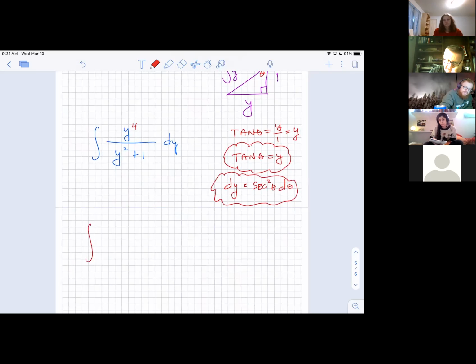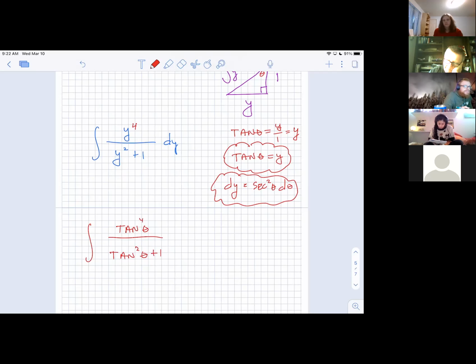So can't I say that since I know what y is, the top would then be tangent of theta to the fourth. The bottom would be y squared plus 1, tangent squared. Ah, I see why they did that, because that's secant squared. And now I don't have the plus sign down there anymore. That is brilliant. We hate plus signs on the bottom, and that just got rid of it.